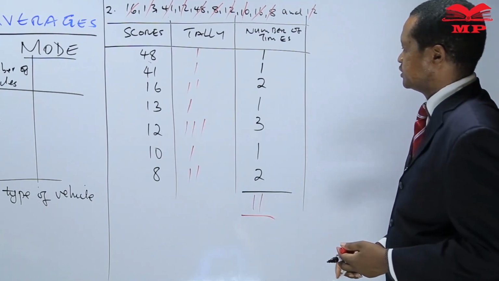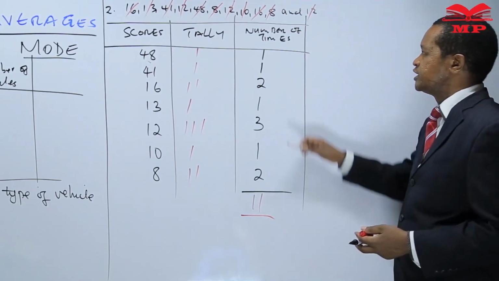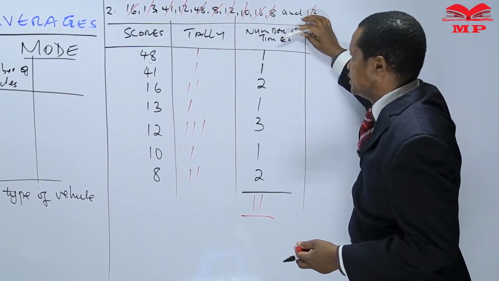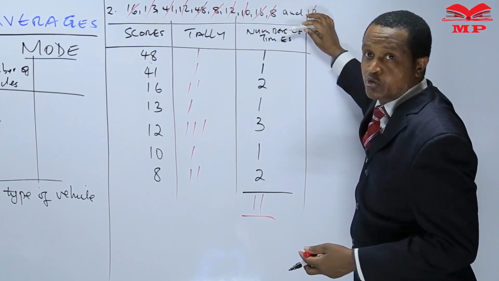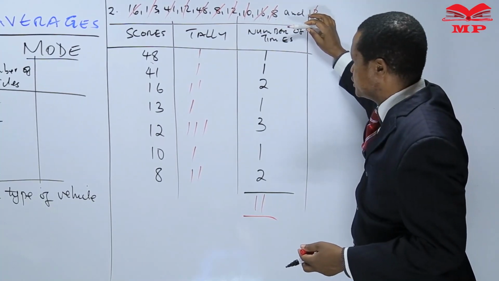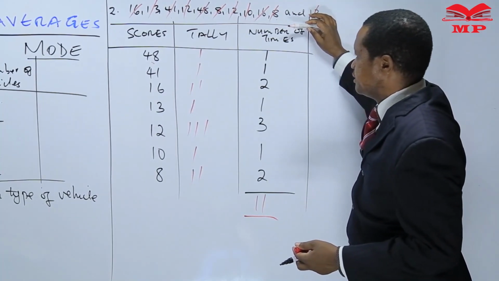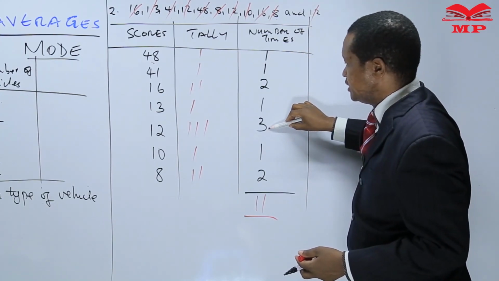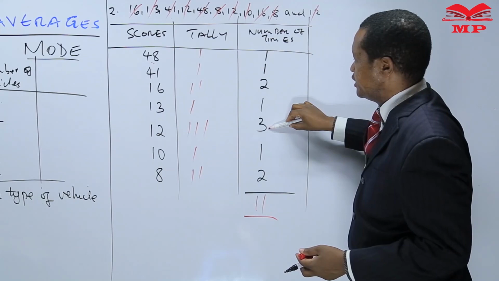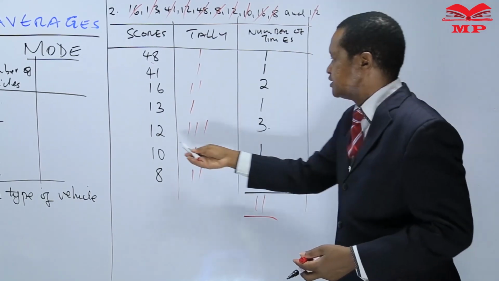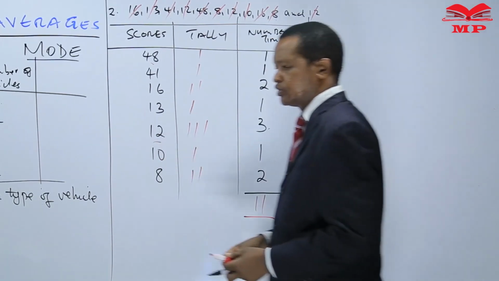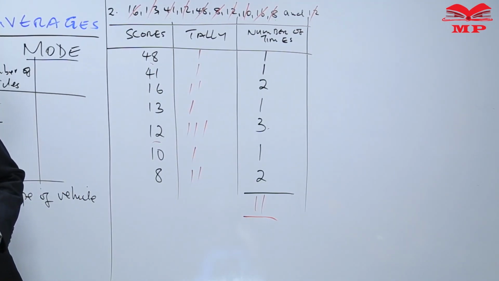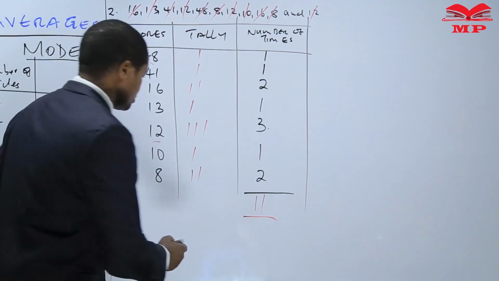Okay, 11 students. So from the number of times column, you can be able to tell the most common mark. The most common mark is the mark with the highest number, and the number is 3. So the most common mark is 12. So the question read, what was the most common score?